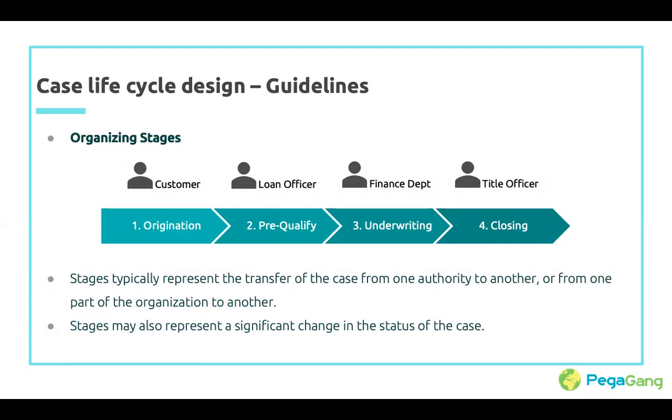Probably you might not have observed it while taking a loan, but now that you are in this discussion, you see, anyone who wants a loan goes through these four high level stages, origination to closure. And you see the personas on top of them: customer, loan officer, finance department, and title officer. So this is how you are going to capture the requirements, following strict guidelines of case lifecycle.